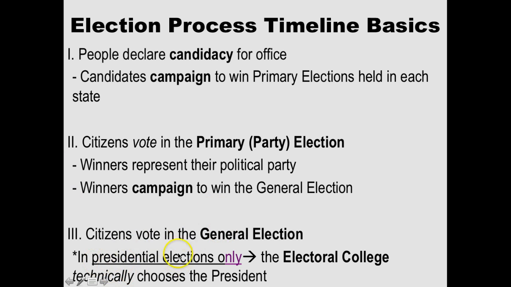Now, when we're talking about the United States president, we do have something called the Electoral College. The Electoral College is a group of people that are technically responsible for choosing the president. We will learn more about the Electoral College in Unit 5. But for right now, all you got to know is the Electoral College is a group of people that technically chooses the president. If you have any questions, ask your teacher and he or she can provide you some extra resources.